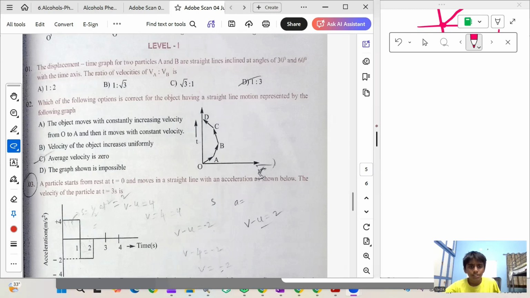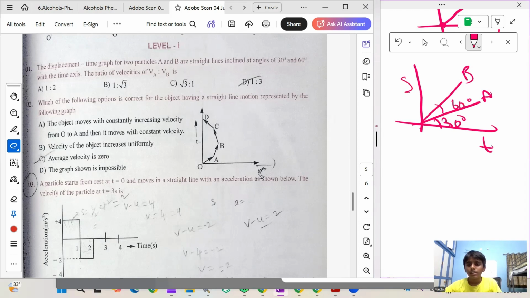Now the level 1 first question. The displacement time graph for two particles A and B. A and B are straight lines inclined at an angle of 30 and 60 degrees. So the ratio of velocities. Here the slope of the displacement time graph gives velocity. So slope means tan theta.